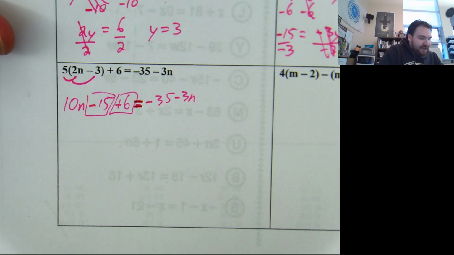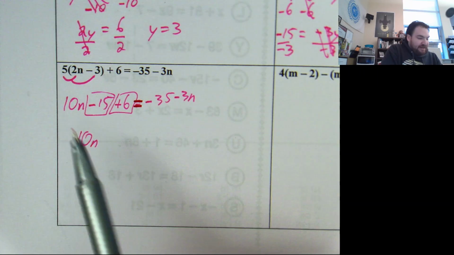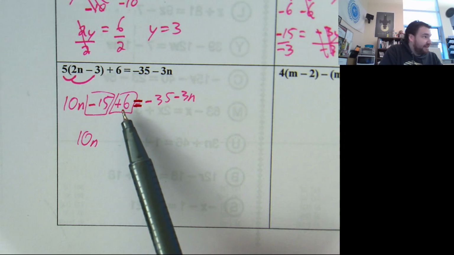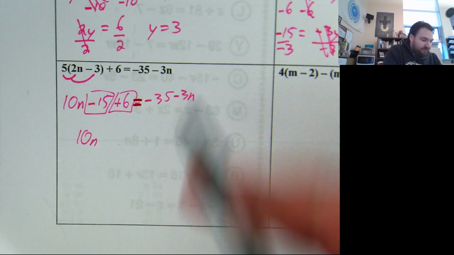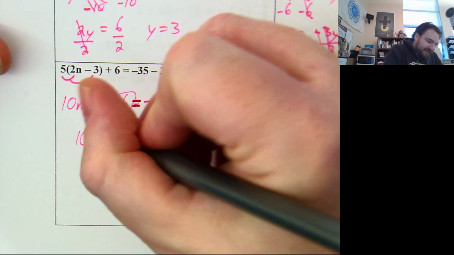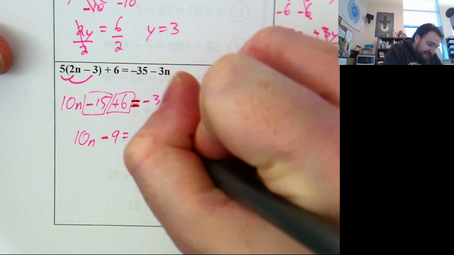So Dakota's right. These are the like terms here. 10n is just 10n, nothing like it, so it just comes along. And now I've got negative 15 plus 6. You betcha. We're at negative 15. We're going up 6, so we're getting less negative. Negative 9 equals, and then the other side just stays the same.